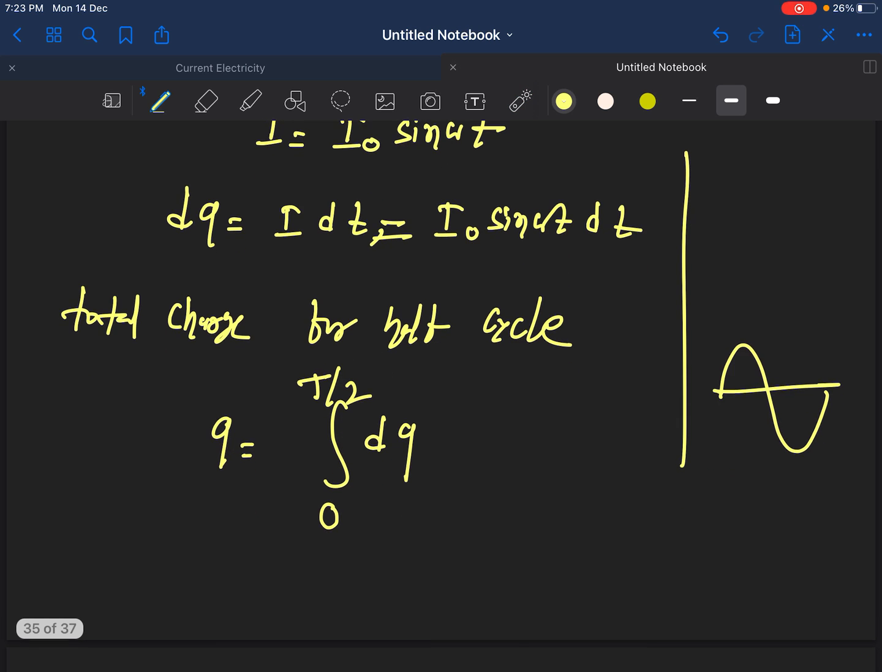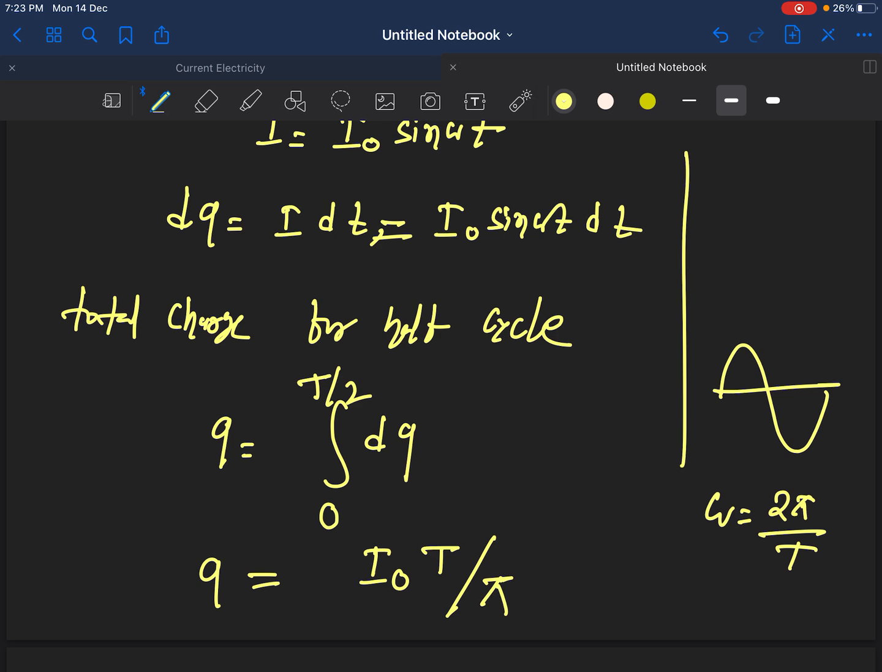Now put the value of dq. Then if you integrate all these things, this is your homework. You have to put the value of omega, which is 2 pi by T. Then you have to integrate this and put the upper and lower limits, then you will get the value of q. This is an exercise, very simple integration: I naught T by pi. Okay, so this is the value of q.